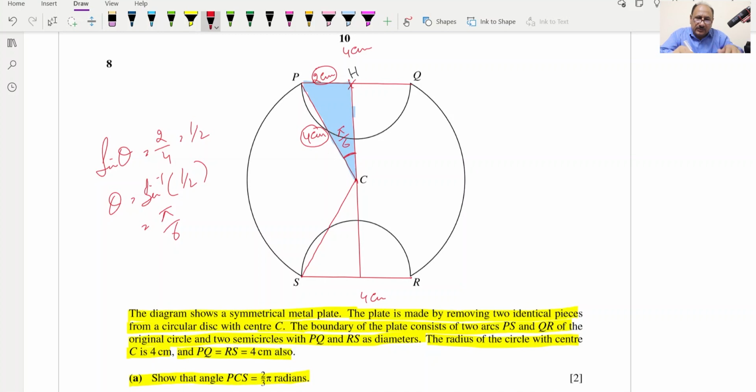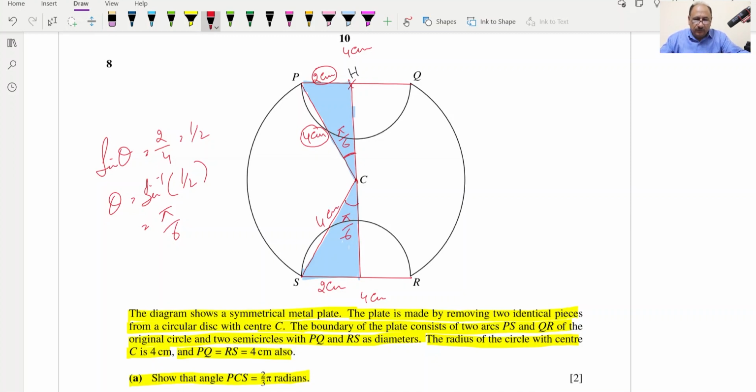It means this is also a similar triangle, same measurement. So if we show this also for your understanding, this will also be pi by 6, so we can write here pi over 6. This measurement will be 2 centimeters, and this will be 4 centimeters.